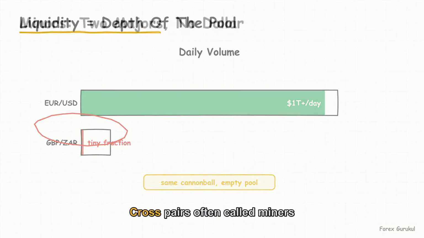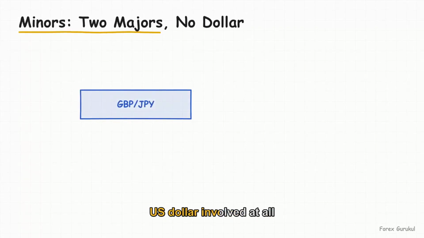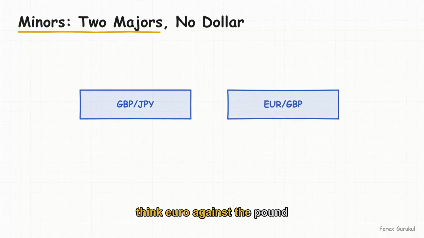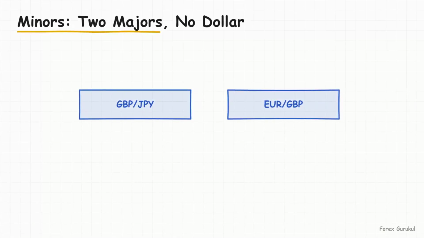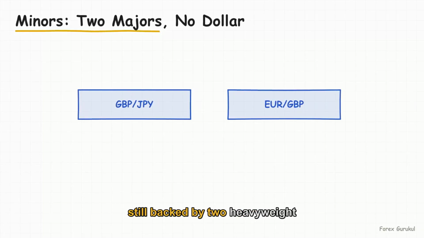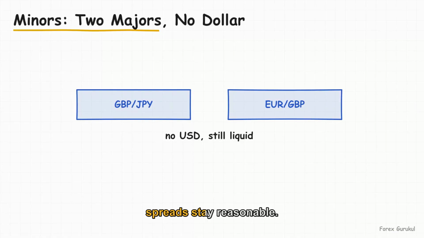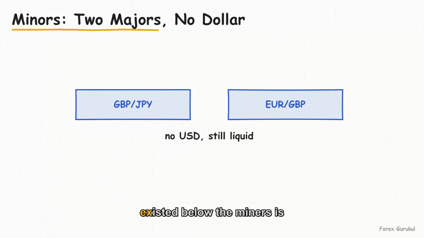Cross pairs, often called miners, take 2 major currencies and pair them directly with no US dollar involved at all. Think euro against the pound or pound against the yen. They trade less than the true majors, but they are still backed by 2 heavyweight economies. So liquidity stays healthy and spreads stay reasonable. This is the middle tier that Maria should have understood existed.